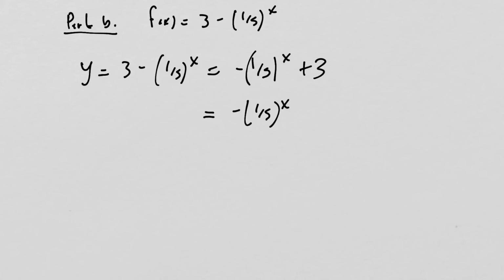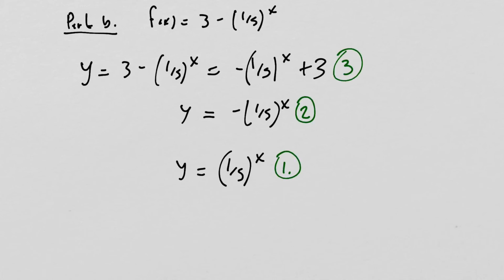Now we have this negative sign, which is going to flip over the x-axis. So we can go ahead and remove this too. And we're left with our original function, which is going to be 1/5 raised to the x. Let's go ahead and write this again sequentially. This is going to be our first graph. This is our second graph. This is our third graph.